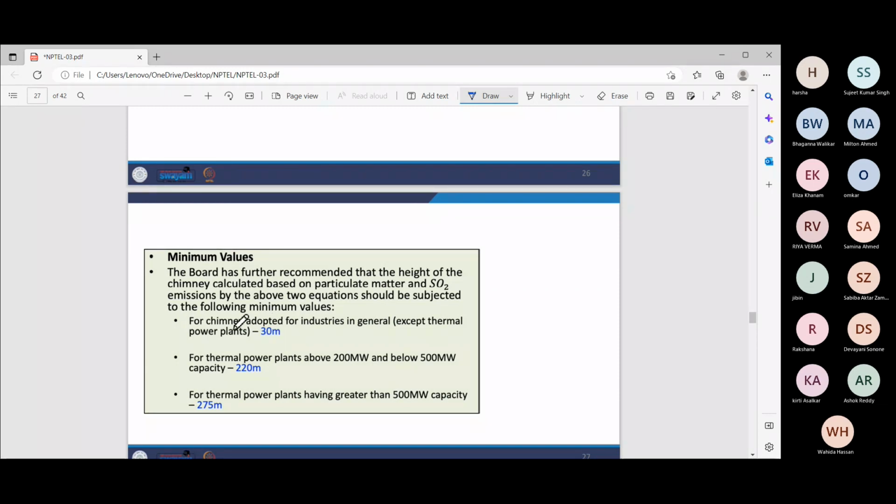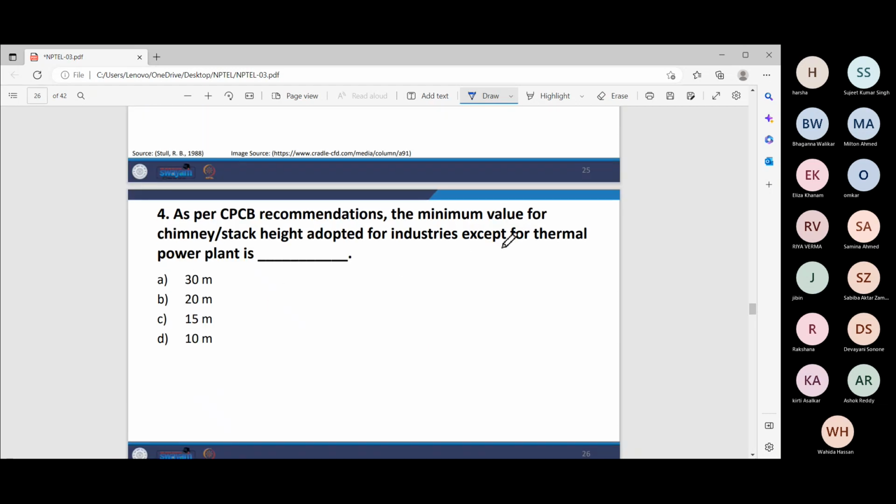So for the chimney adopted for the industries in general, except for the thermal power plants, it will be 30 meters. And for the power plants above 200 megawatt and below 500 megawatt capacity, it will be 220 meters. For thermal power plants having greater than 500 megawatt capacity, it will be 275 meters. So here, except for thermal power plants, it will be 30 meters.